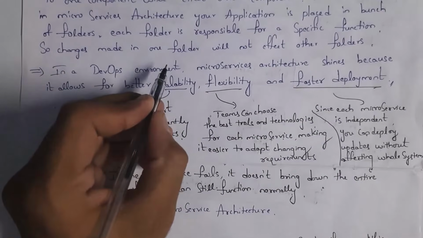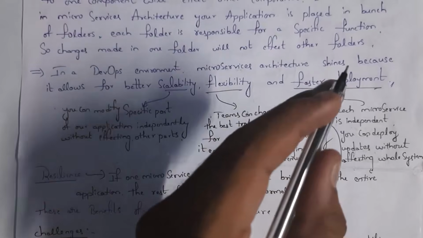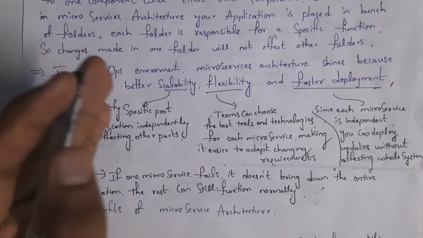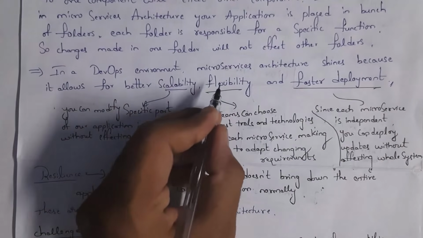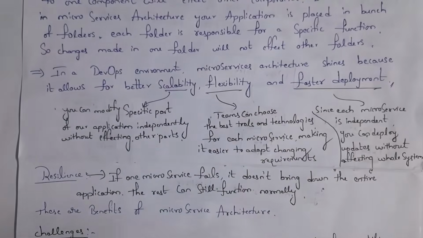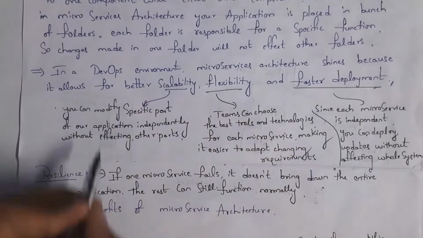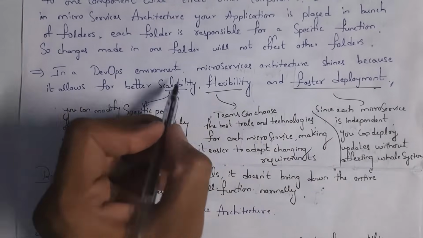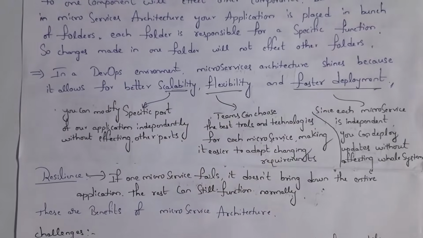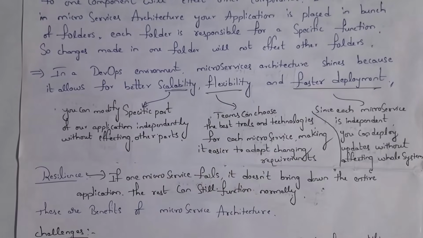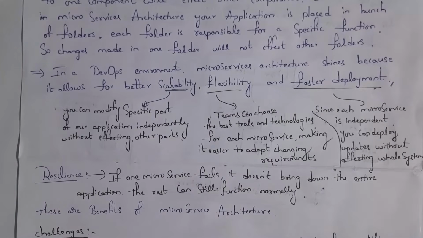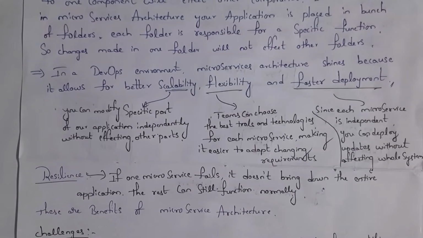In a DevOps environment, microservices architecture shines because it allows for better scalability, flexibility, faster deployment, as well as resilience. These are four advantages of microservice architecture. First one is scalability. Scalability is nothing but modifying one part of the application will not affect other parts, such as updating the student results form will not affect the student attendance form and faculty attendance form.